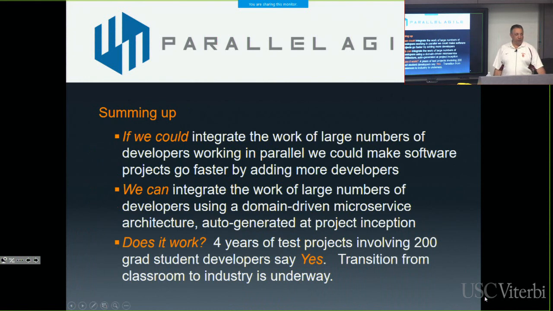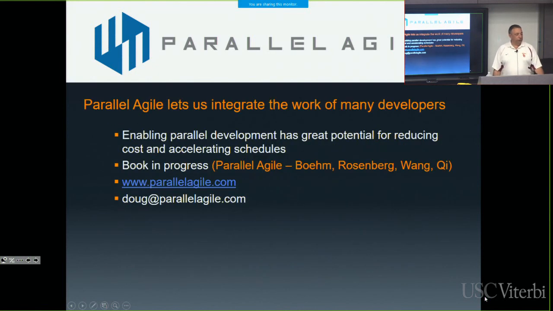And so to sum it up, if we could integrate the work of lots of developers working in parallel, we could make software projects go a lot faster. And actually, we can do this by using this domain-driven microservice architecture at the beginning of the project. And 4 years of test projects and 200 developers say, yes, it works.